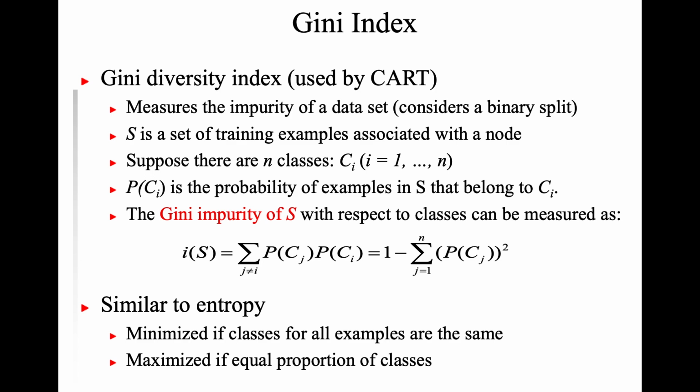So what is pi here? The pi is the probability of an instance belonging to class Ci. And because it's a binary split, right, we have i and j, and they should be mutually exclusive. So that's why we say i is not equal to j. And then it's going to calculate the probabilities in each of those sub-branches.